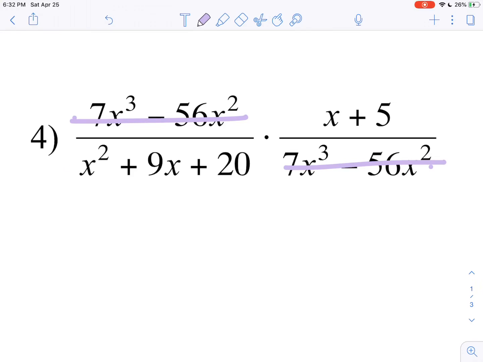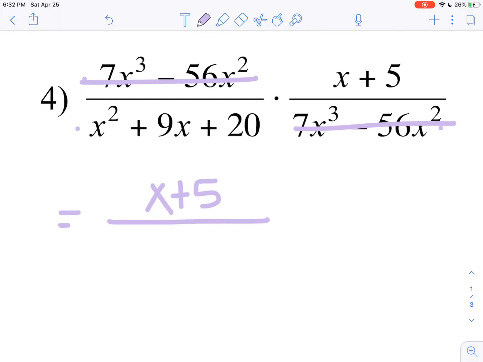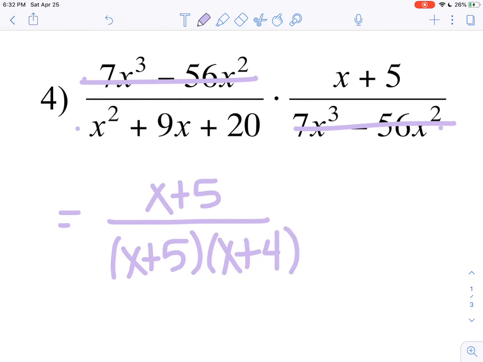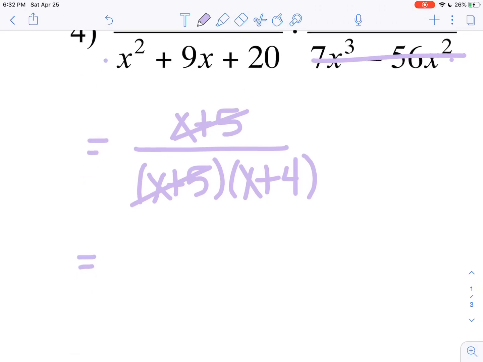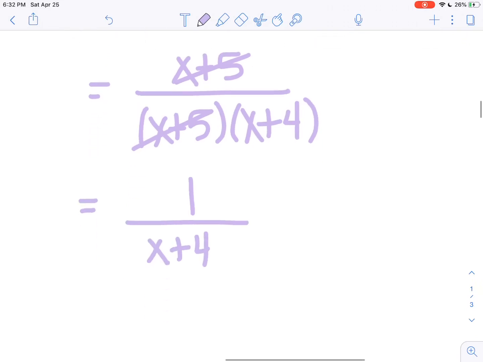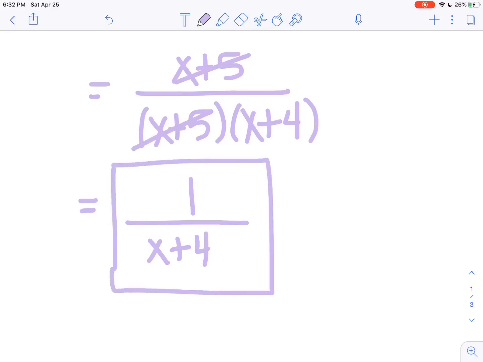And I'm going to factor the denominator over here, and I'm going to rewrite this as one fraction. So I see I only have x plus 5 left in the numerator, so I'm going to write x plus 5 over, and I'm going to factor that x squared plus 9x plus 20. So that's x plus 5, x plus 4. Now these x plus 5's match, so I'm going to cross those out, and when you have nothing left in your numerator, we put a 1 over, and then what I have left in the denominator is x plus 4. You could leave it in the parentheses or you could take it out of the parentheses. It doesn't matter. Okay, and then that's our final answer.